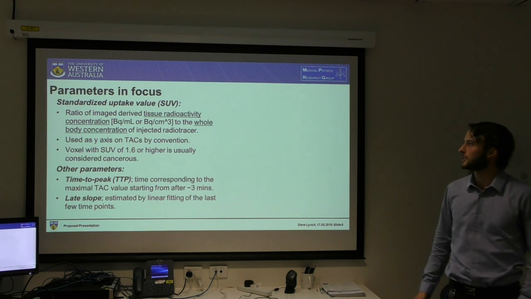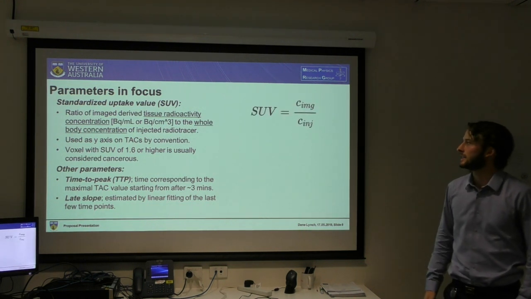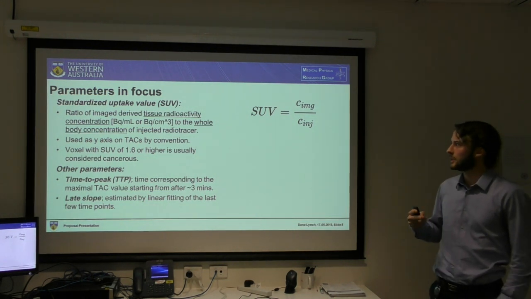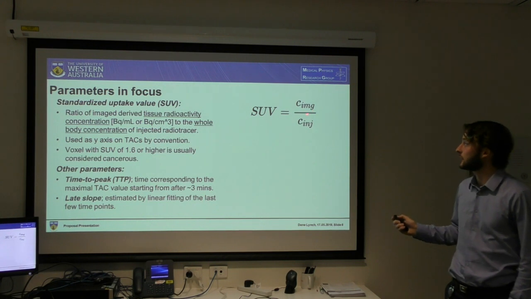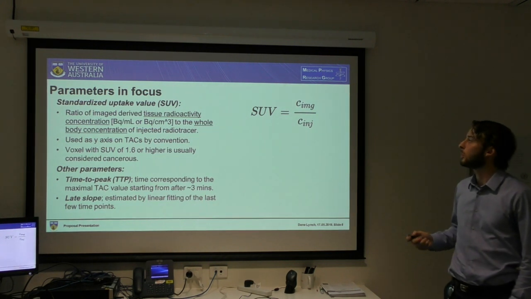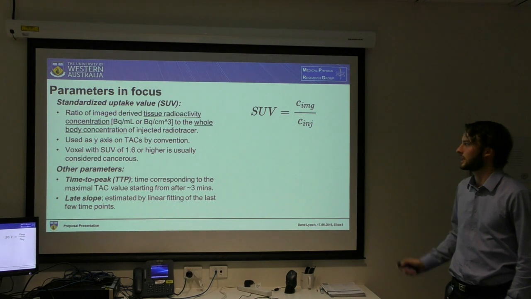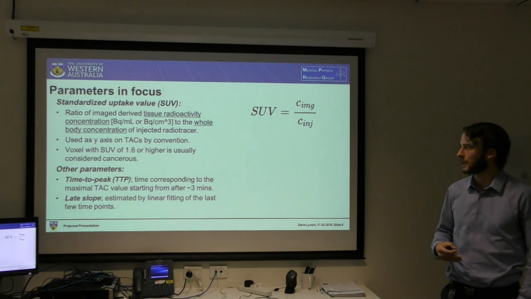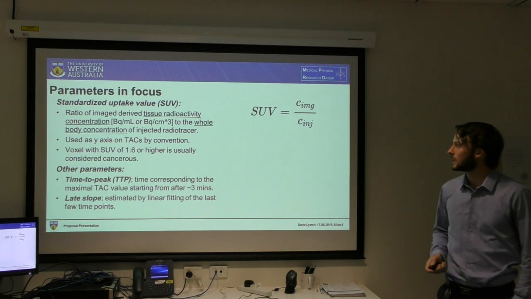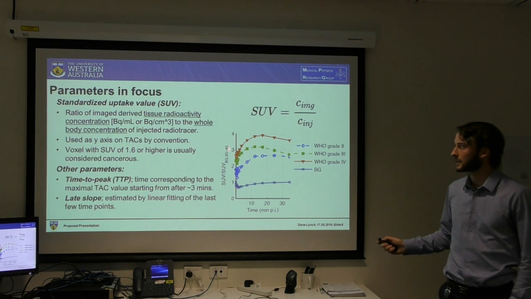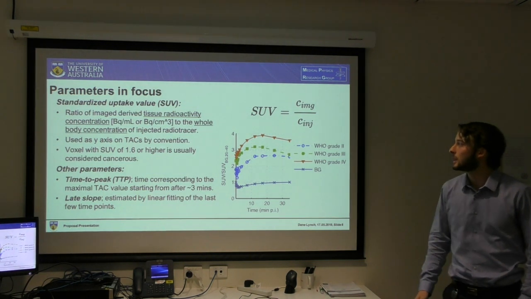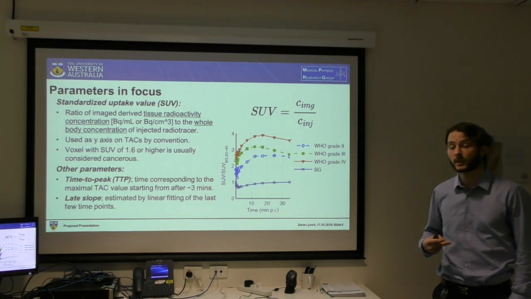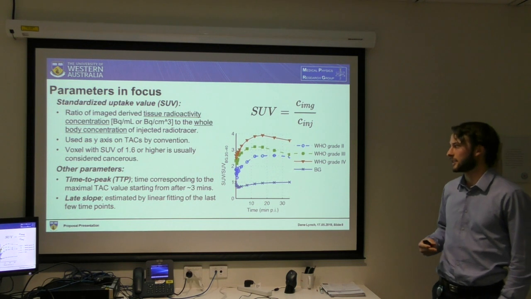So the parameters in focus. So the most important one is the standardized uptake value, which is simply just the ratio of the image-derived tissue radioactivity to the whole body concentration of the injected radiotracer, which is simply found by knowing the dose given to the patient and the weight of the patient. It's typically used as the y-axis on these time activity curves, and a voxel with a standard uptake value of 1.6 or higher is usually considered cancerous.